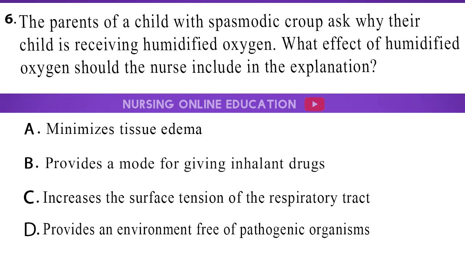6. The parents of a child with spasmodic croup ask why their child is receiving humidified oxygen. What effect of humidified oxygen should the nurse include in the explanation? A. Minimizes tissue edema. B. Provides a mode for giving inhalant drugs. C. Increases the surface tension of the respiratory tract. D. Provides an environment free of pathogenic organisms. The answer is option A, minimizes tissue edema.